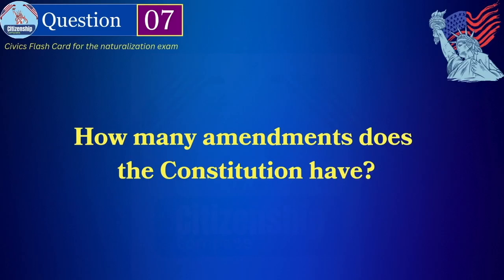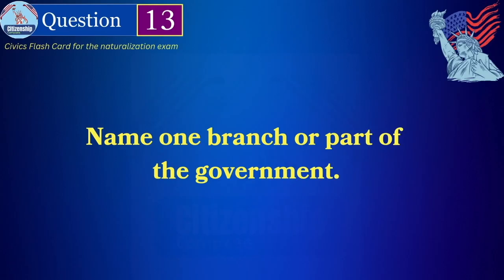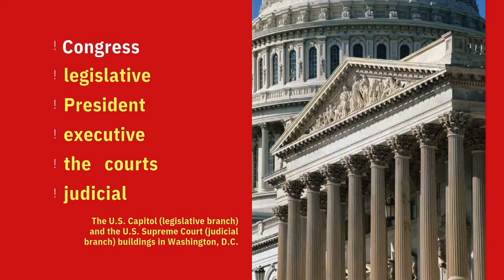How many amendments does the Constitution have? 27. Name one branch or part of the government. Congress.